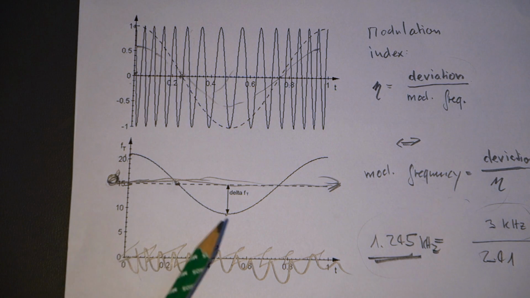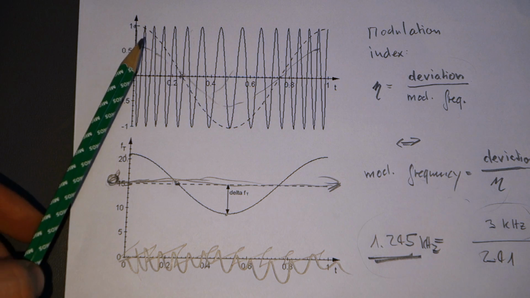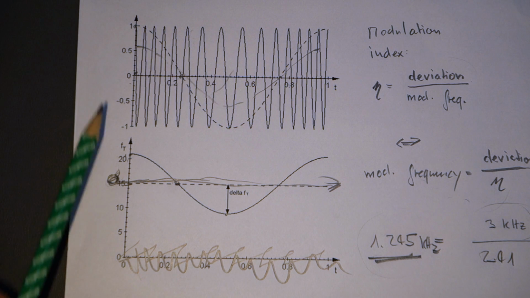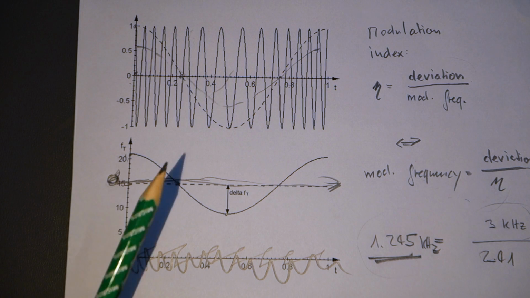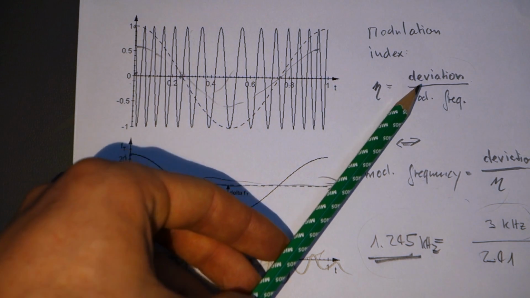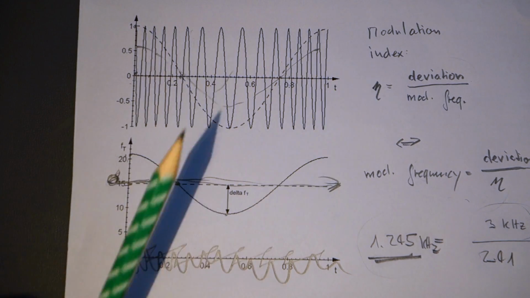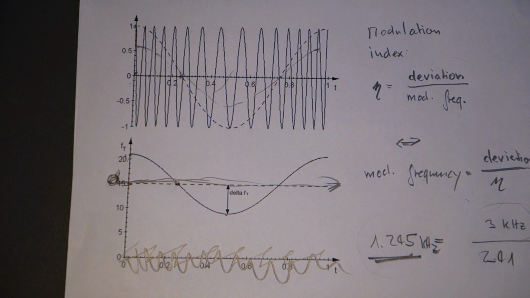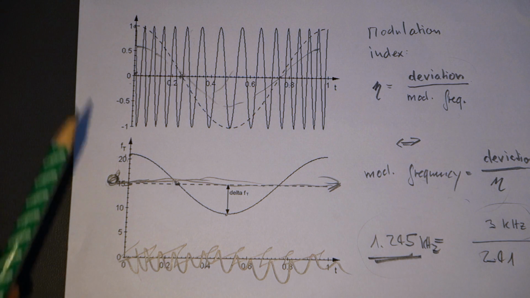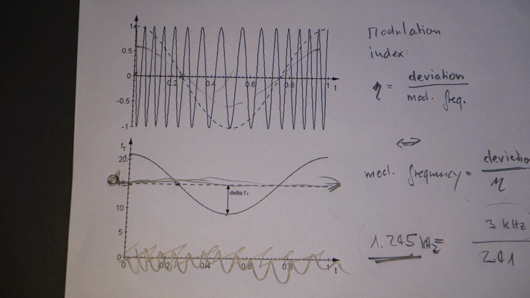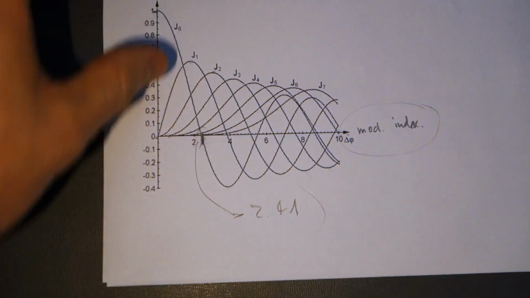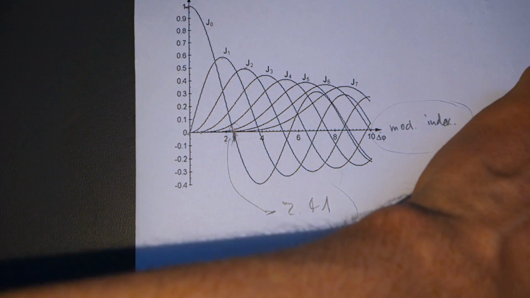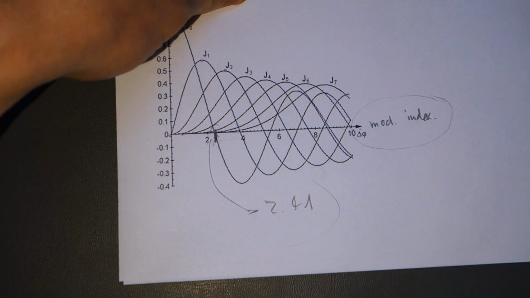That will naturally also increase the deviation, because we just said that these two graphs here are kind of tied together. But increasing the deviation at the same modulation frequency means that we're increasing the modulation index. That's what this equation here says. So what I essentially did when I knocked up the amplitude of the modulation was increasing the deviation, and thereby increasing the modulation index.